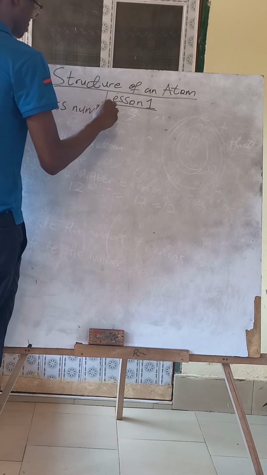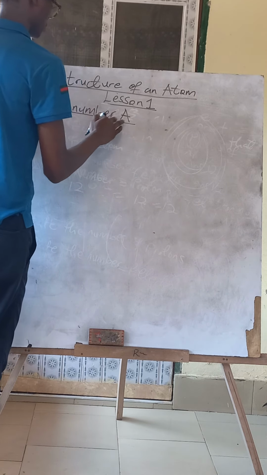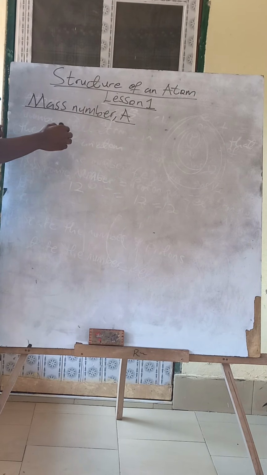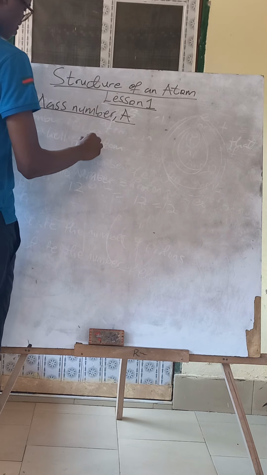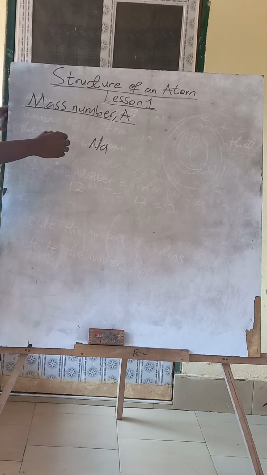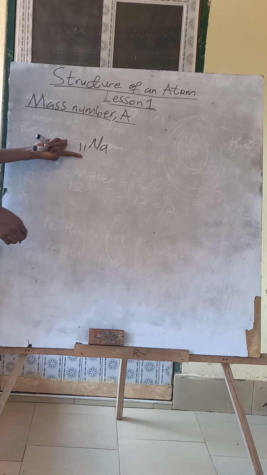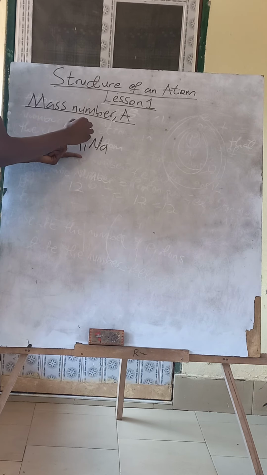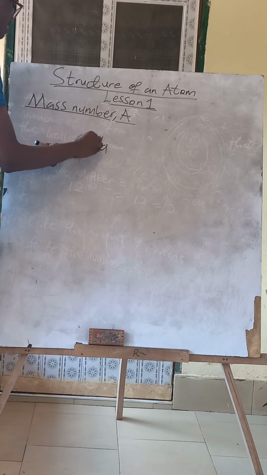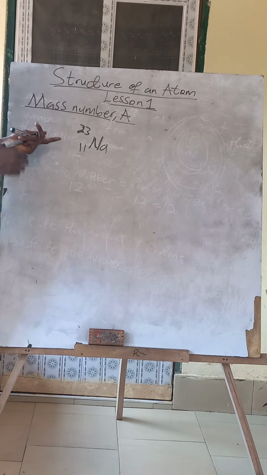Mass number. And the symbol is capital A. So let us consider an atom, let's say the sodium atom. It has the atomic number of 11. This is where you write the atomic number, and this is where you write the mass number. The mass number of sodium is 23.